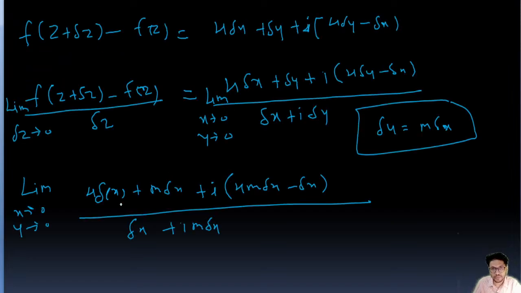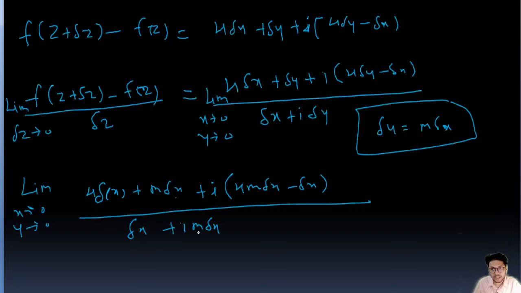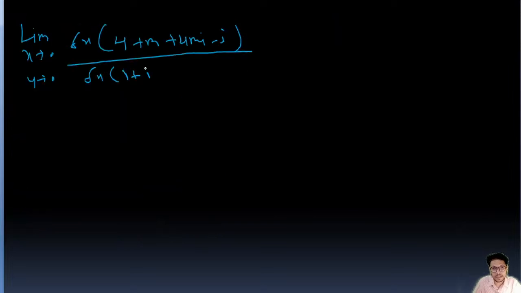Limit delta x tends to 0, delta y tends to 0. Okay, and here we'll take delta x common. So delta x we have taken common, and what is remaining? The 4 is remaining here, there is m, there is iota m, and this minus 1, right? This is going to be 4 plus m plus 4mi minus i, upon delta x, which we have taken common in the denominator, so 1 plus iota m.